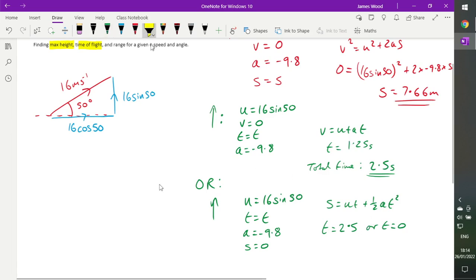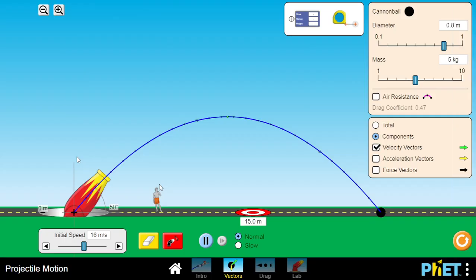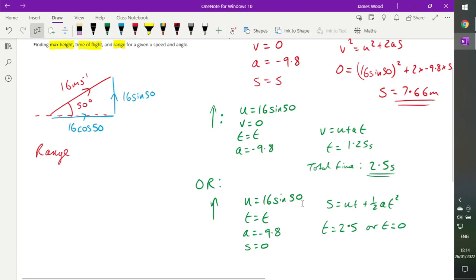Okay. The last thing that we can work out is the range. Now the range, this is how far it goes to the right. So basically, how far along the ground does it go? So to find the range, we want to think horizontally now. So this time u, instead of being 16 sine 50, because we're thinking horizontally, it's going to be 16 cos 50. Okay, so it's cosine rather than sine, because we're looking at the adjacent to the angle.